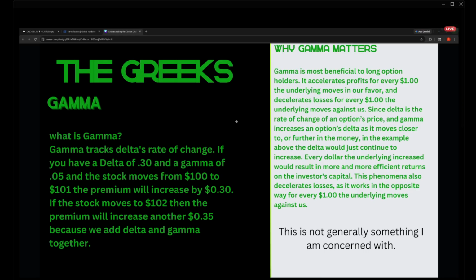The gamma, being at 0.05, is how much per every dollar move we're going to be adding to delta. So if I have a delta of 0.30 and a gamma of 0.05, and the stock moves from 100 to 101, the premium will increase by 30 cents. If the stock moves to 102, then the premium will increase another 35 cents, because we add delta and gamma together.